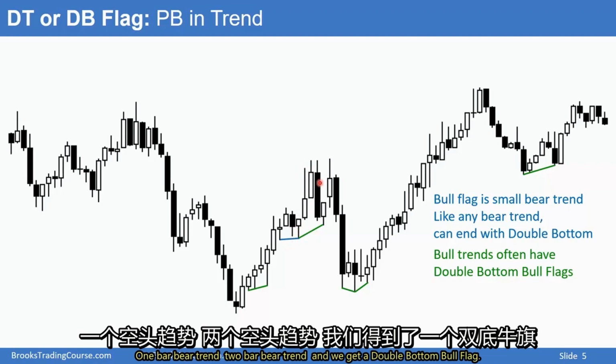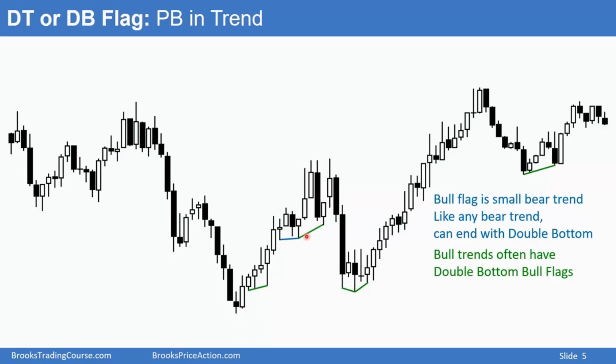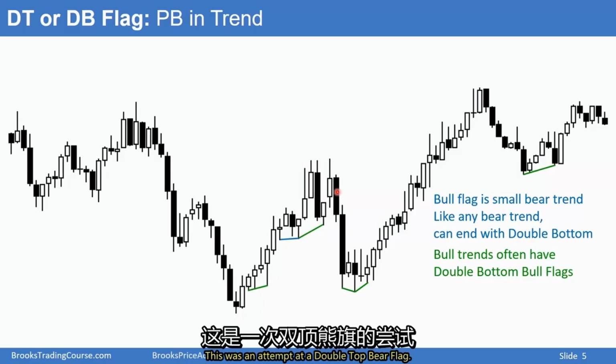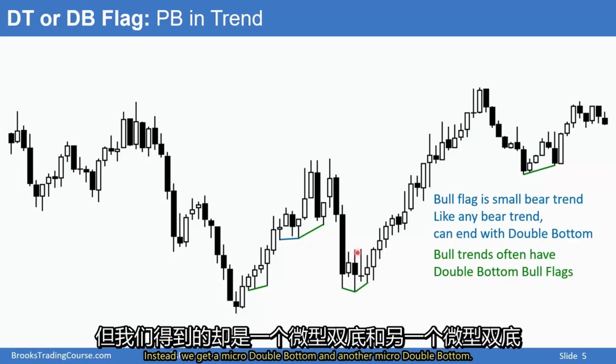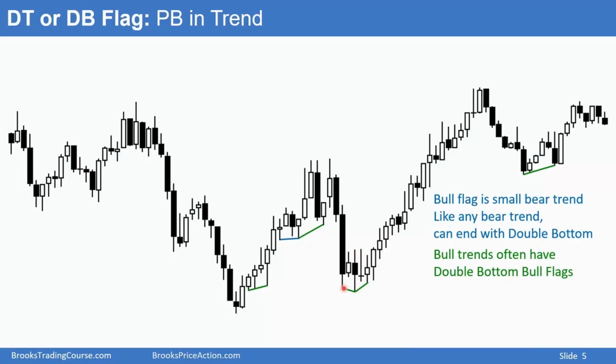And then another reversal attempt. A 1-bar bear trend, 2-bar bear trend, and we get a double bottom, bull flag. This was an attempt at a double top bear flag. Instead, we got a micro double bottom and another micro double bottom.